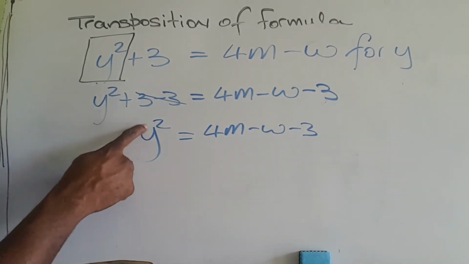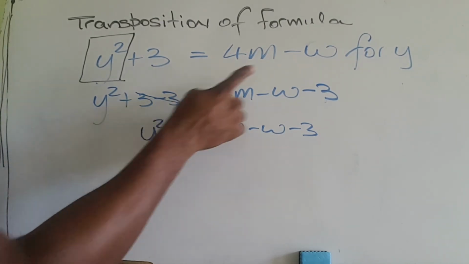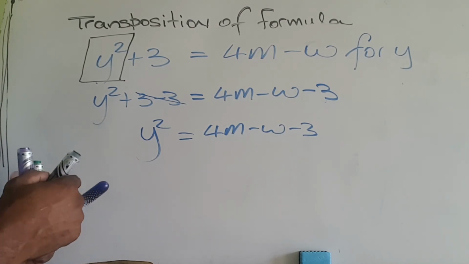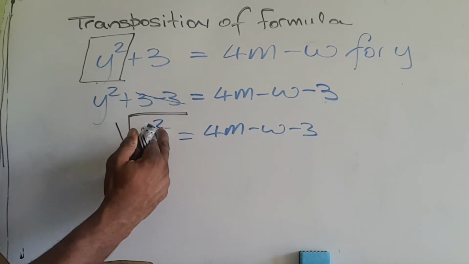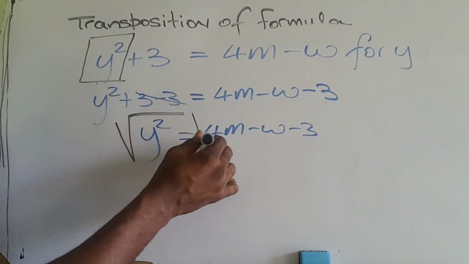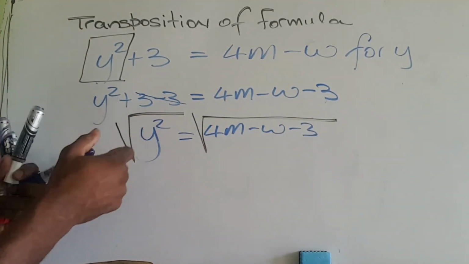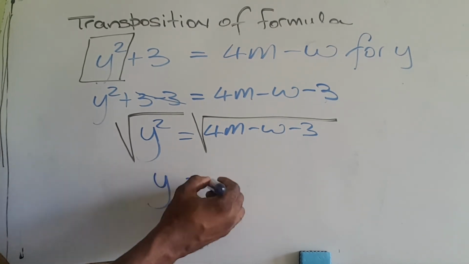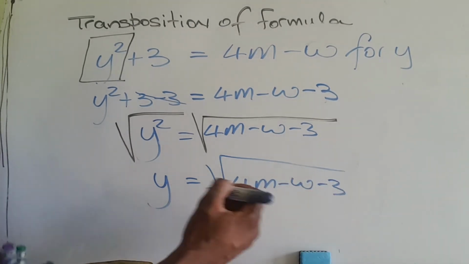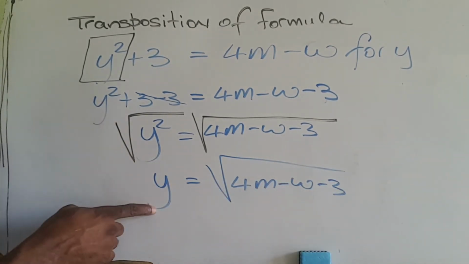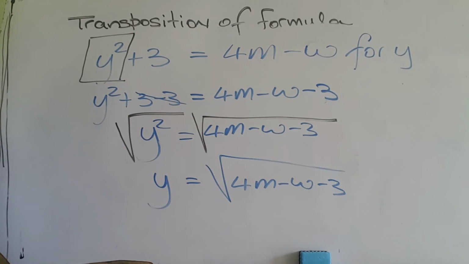Now you could see that this is y squared. Now the inverse of a square, I need y. The inverse of a square is a square root. So I would have to use a square root on this to cancel the square. And whatever I do on one side, I have to do it to the other side. So I have to use the square root on everything over there. Now the square and the square root on the left side would have cancelled out. So we have y is equal to the root of 4m minus w minus 3.